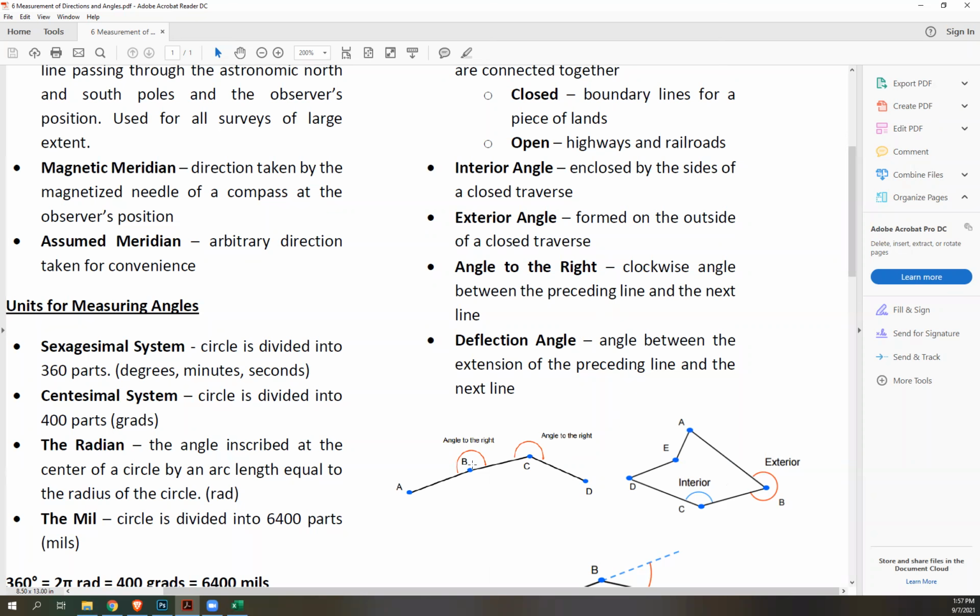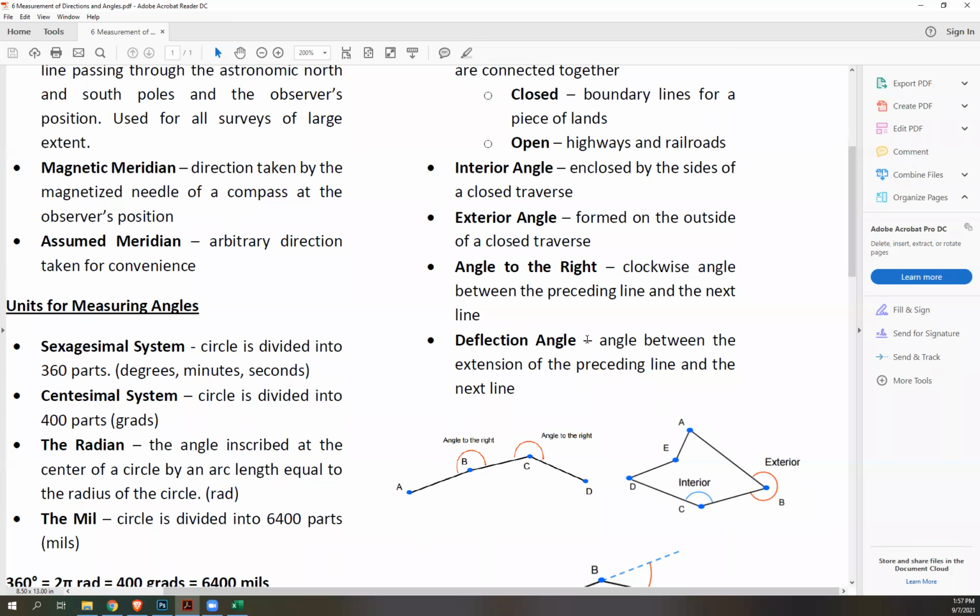For example, here, the preceding line is AB, the next line is BC. So the angle to the right is from this point going to this point. Same thing here, preceding line BC, next line CD. So the angle to the right would be from this point to the next line. Okay, and then we also have your interior and exterior. So if we have this closed traverse, interior is here inside, exterior is here outside.